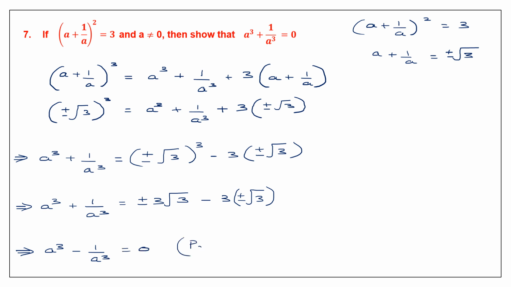So this is proved because this was what we were asked to prove. That is a cube plus 1 by a cube is equal to 0, and that was what we've been asked to prove, and we have done that.